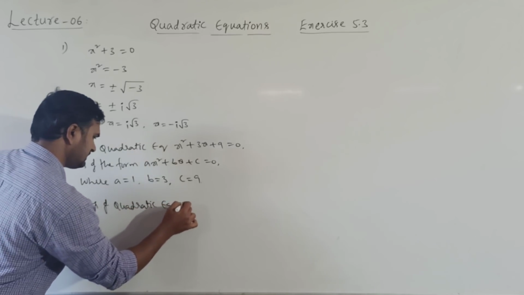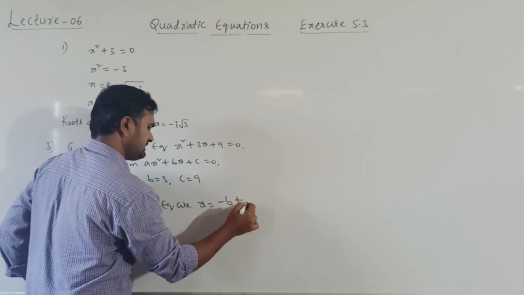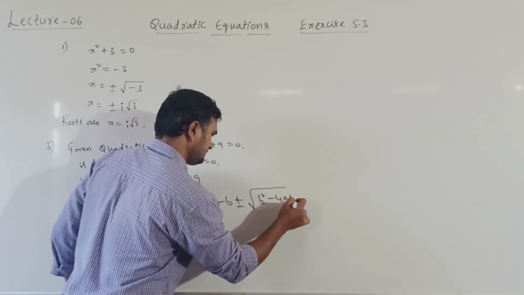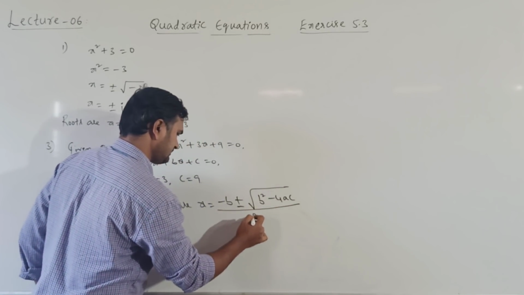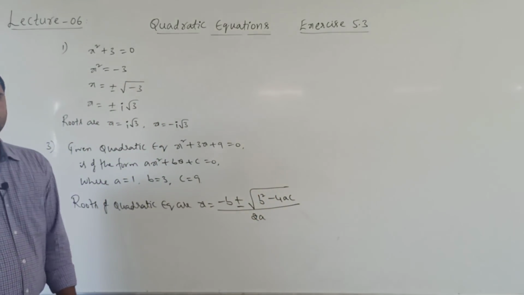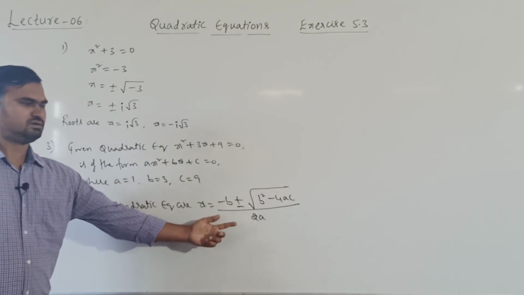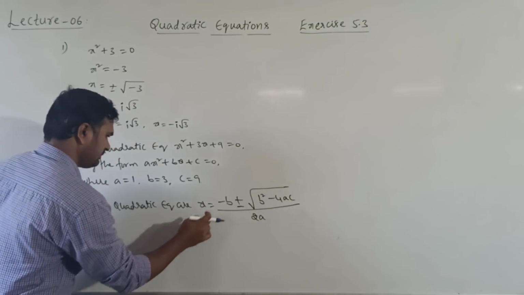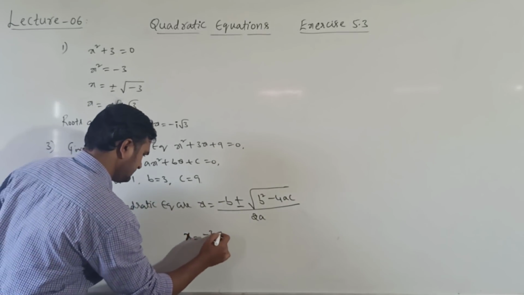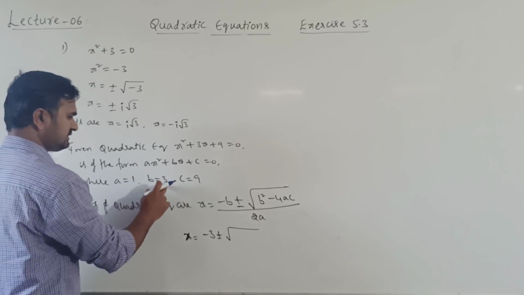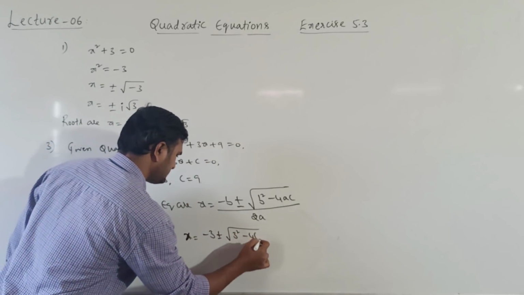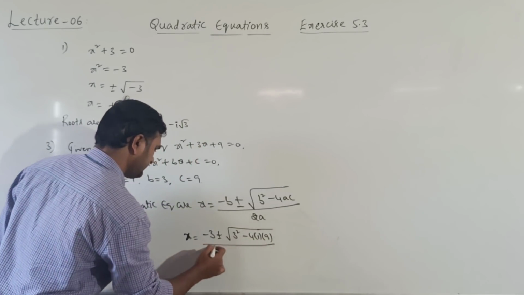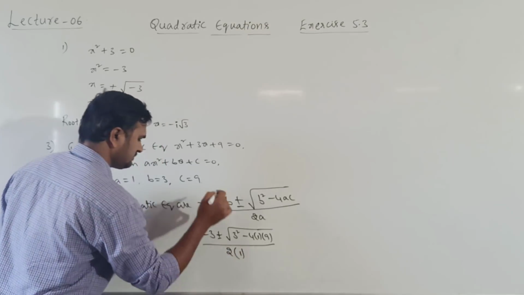Roots of a quadratic equation are x equal to minus b plus or minus square root of b square minus 4ac, divided by 2a. Either you can compare and write, or we can write directly in this formula. So what will be the x values? Minus b means minus 3 plus or minus root of b square. b square is 3 square, minus 4ac, 4 into 1 into 9, divided by 2a, 2 into 1.